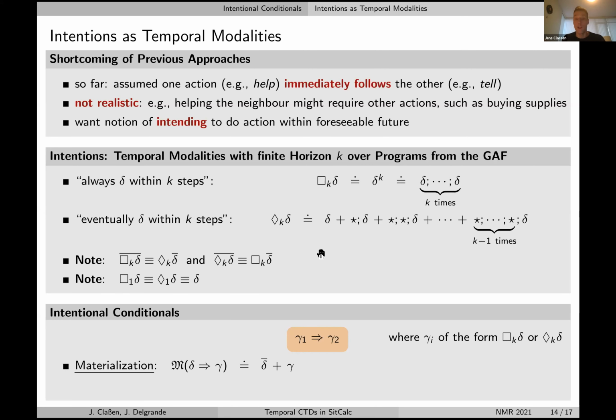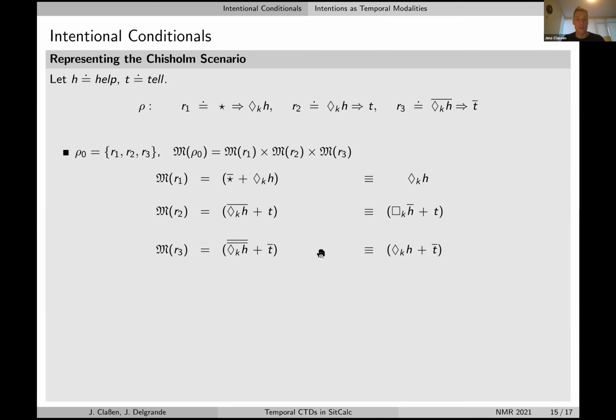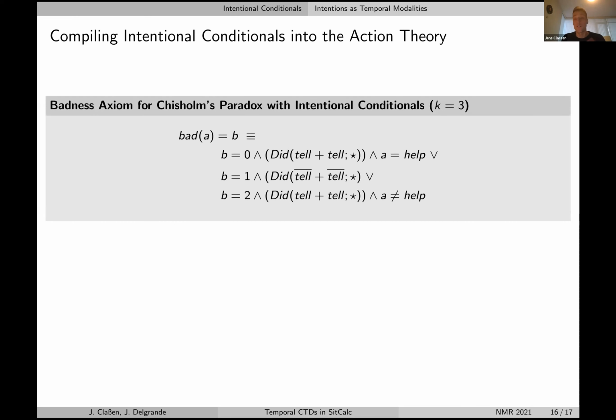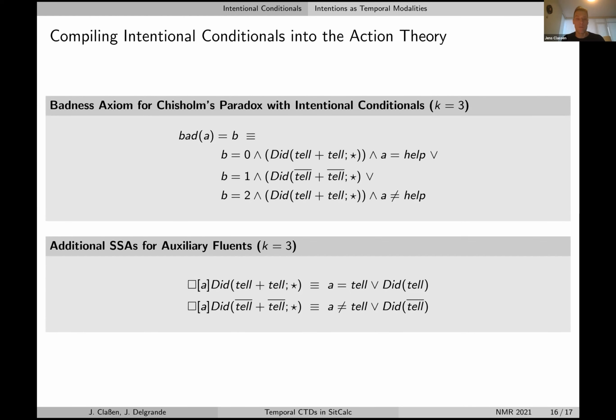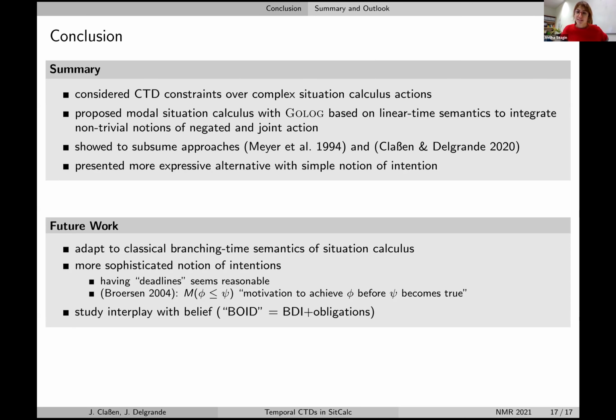And we can then formulate conditionals over these kinds of programs. And so the Chisholm scenario plays out as well in this representation. And now it's a more realistic representation where we give the agent the chance to do the necessary preparation before actually going to help. And so compilation works as well. And should come to an end, Jens, I guess. I'm coming to an end.